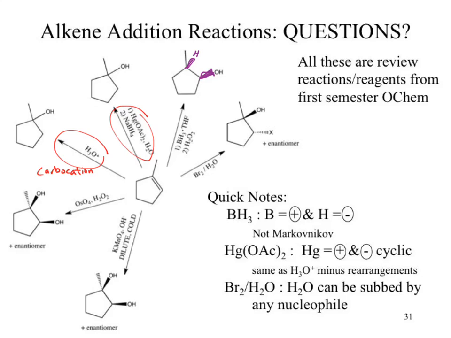The Br2 and H2O reaction can be switched around a lot. All you end up doing is changing the H2O for any kind of nucleophile. Any kind of weak nucleophile, and that will work for there.